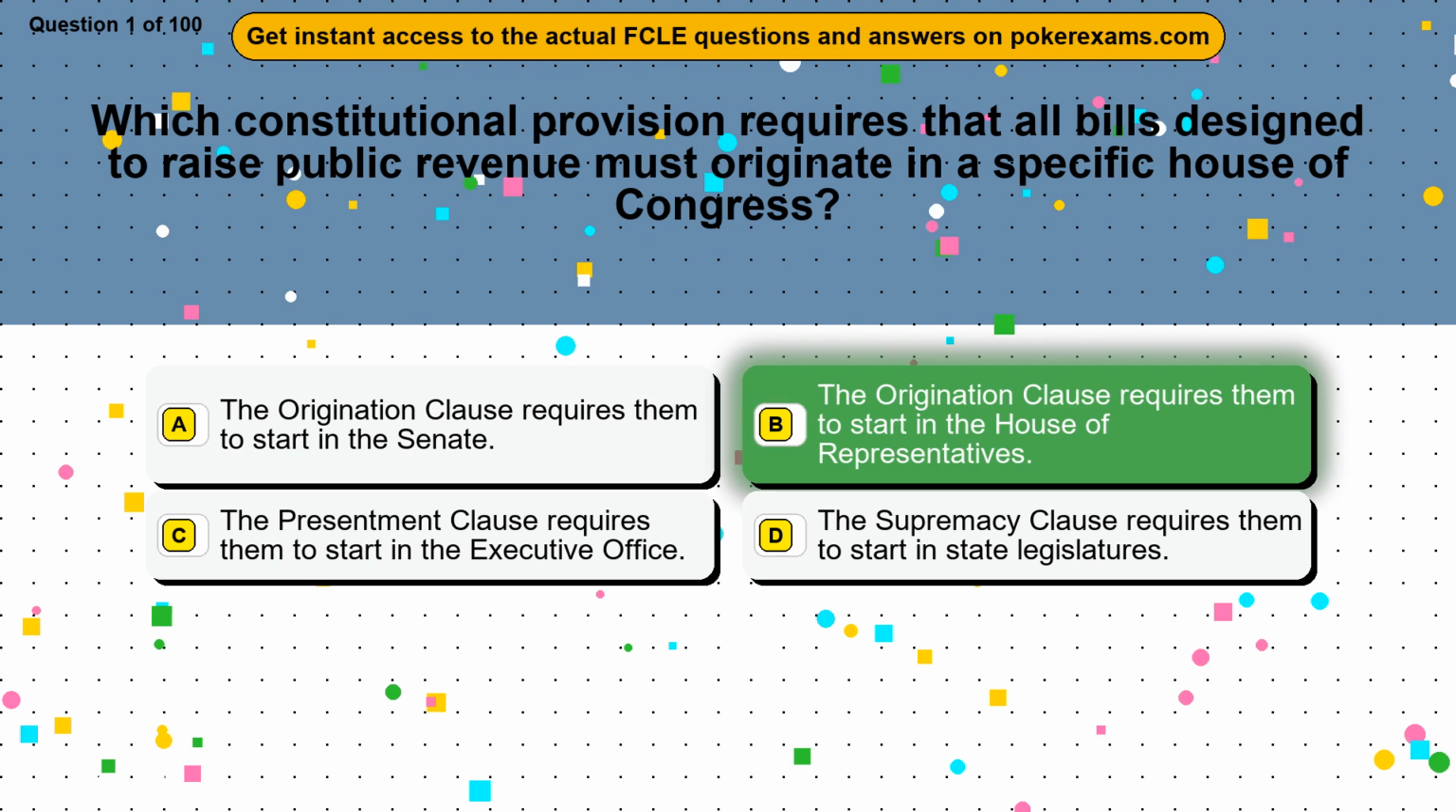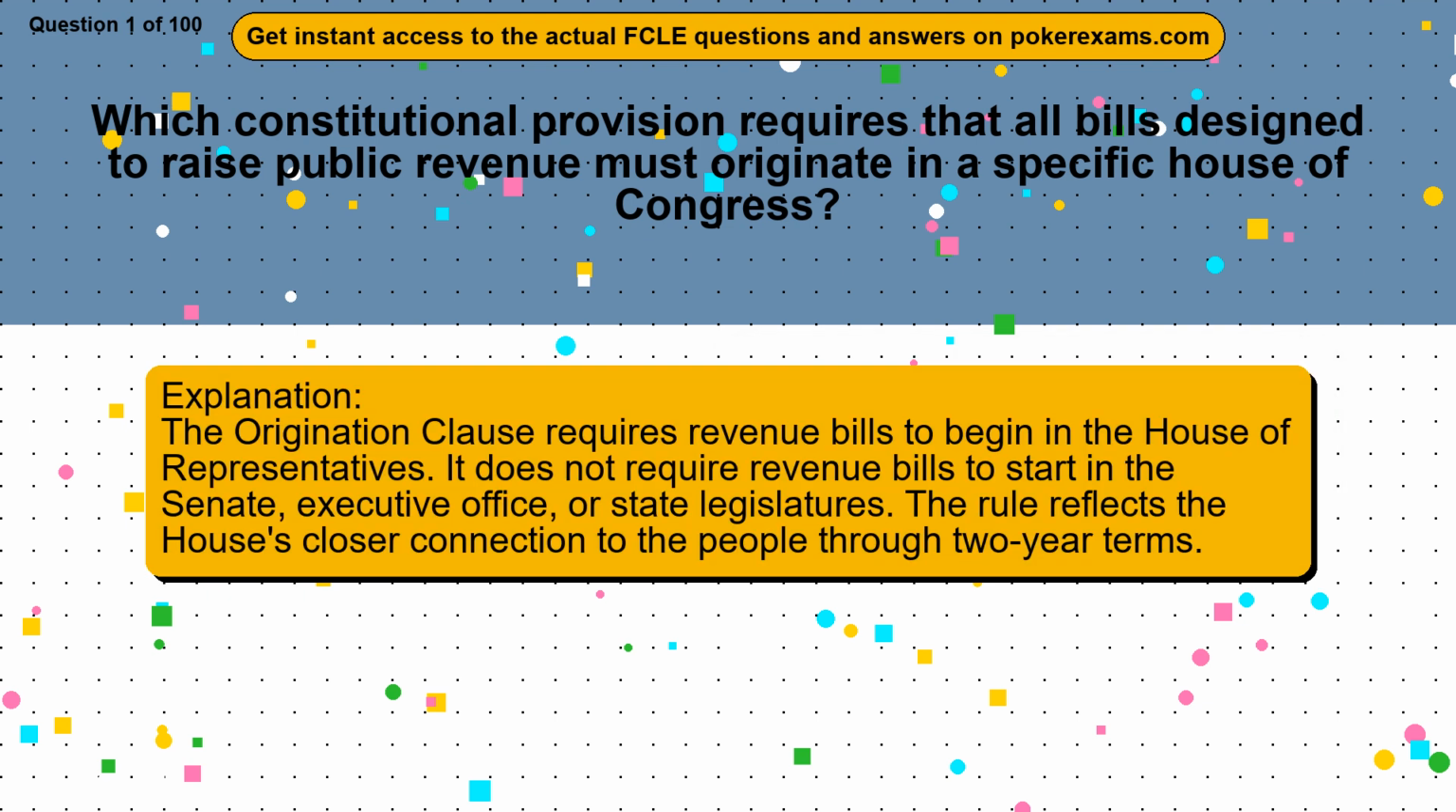The correct answer is option B. The origination clause requires them to start in the House of Representatives. The origination clause requires revenue bills to begin in the House of Representatives. It does not require revenue bills to start in the Senate, executive office, or state legislatures. The rule reflects the House's closer connection to the people through two-year terms.